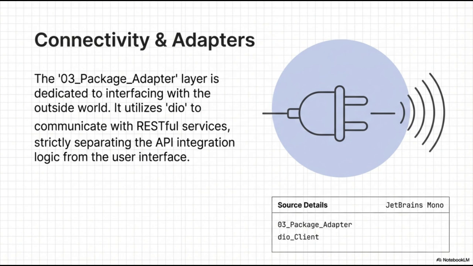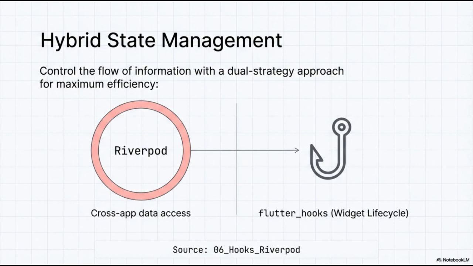This architectural boundary, supported by the DIO client implementation, ensures that external communication remains decoupled from the presentation layer, enhancing the overall maintainability and testability of the application. Hybrid state management provides a dual strategy approach to control the flow of information with maximum efficiency.